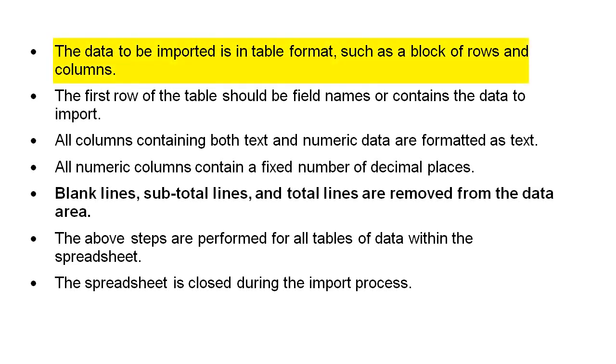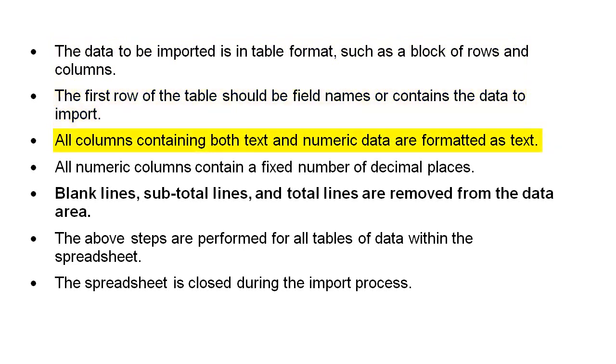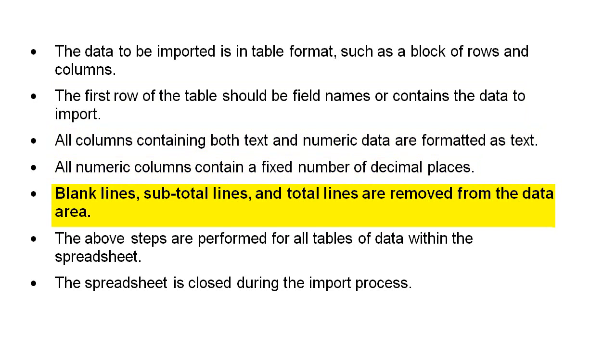First of all, it has to be in a table format, so it has to be a block of rows and columns. The first row of the table needs to either be the field names or contain data, so it can't be blank. All columns that contain both text and numeric data have to be formatted as text. All numeric columns that contain a fixed number of decimals must have the same number of decimals. So you can't have one cell with 2 decimals and another cell with 4 decimals. You have to remove all the blank lines, subtotal lines, and total lines from the data.